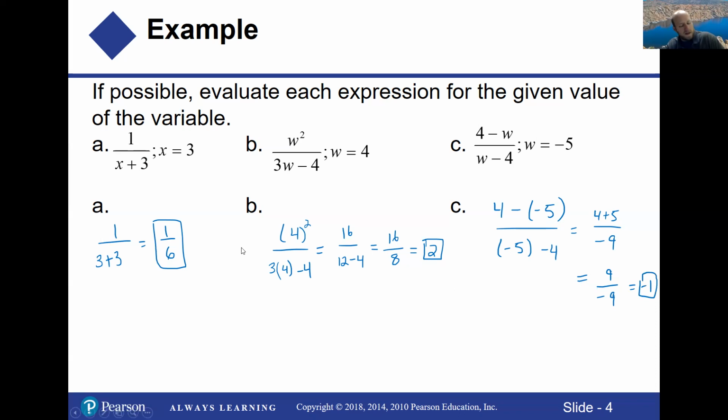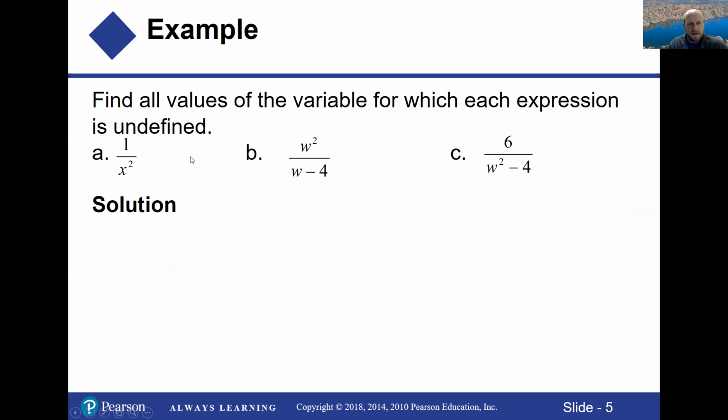So just a few quick examples there of when they ask you to evaluate given a specific value for a variable. Some people, let me just make one more comment. Some people will try to solve for x or something like that, and they'll miss this whole fact here that they give you a variable value. Okay, we're not solving for a variable, we're substituting and simplifying.